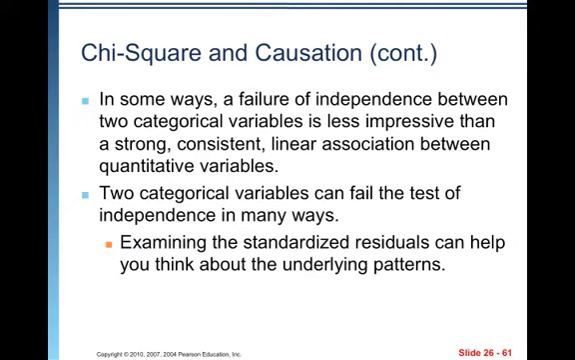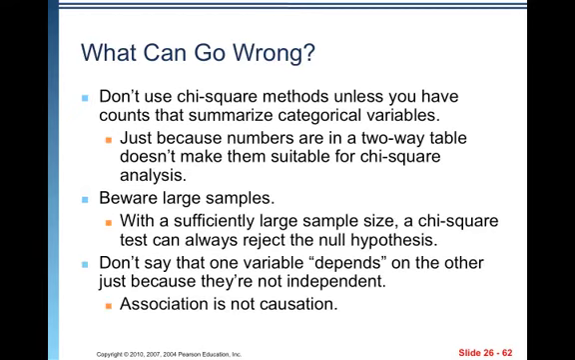In some ways, a failure of independence between categorical variables is less impressive than a strong, consistent linear association between two quantitative variables. So we can't even say causation there, so we certainly can't say causation here. Two categorical variables can fail the test of independence in many ways. Examining the standardized residuals can help you think about the underlying patterns because it can show you where the largest differences lie. All right, so what can go wrong?